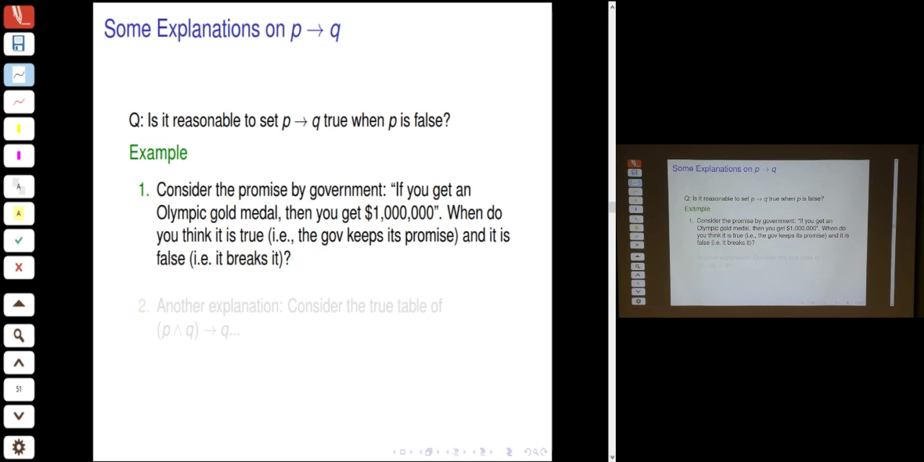Sometimes it makes sense. So the first explanation is probably the typical explanation. Consider, the Singapore government actually said this, right? If you get an Olympic gold medal, then you get a certain amount, like $1 million. Right, so this is if then. If you are an Olympic gold medalist, then you get 1 million. Now, when do you think it is true? The government keeps its promise. And when do you think this is false?